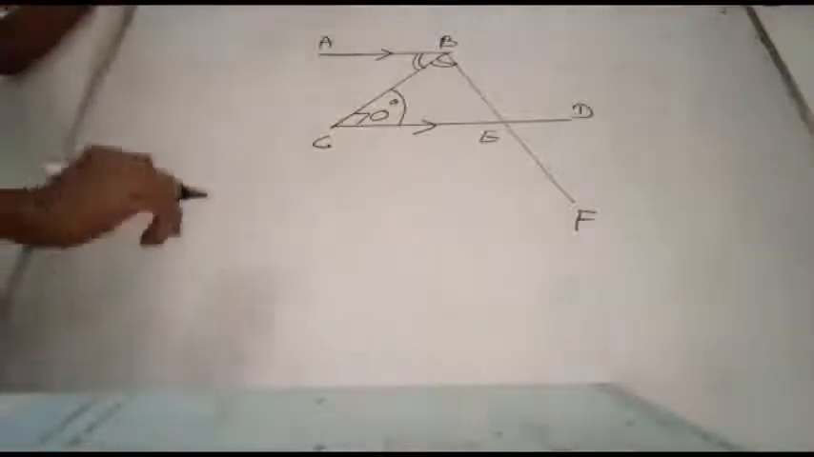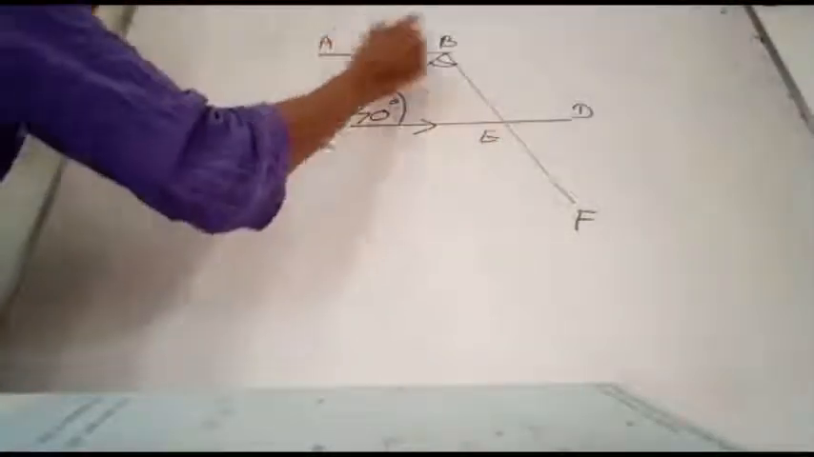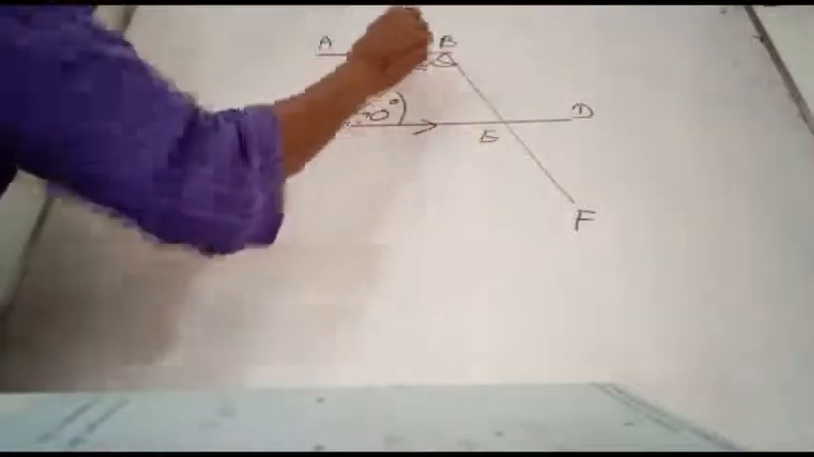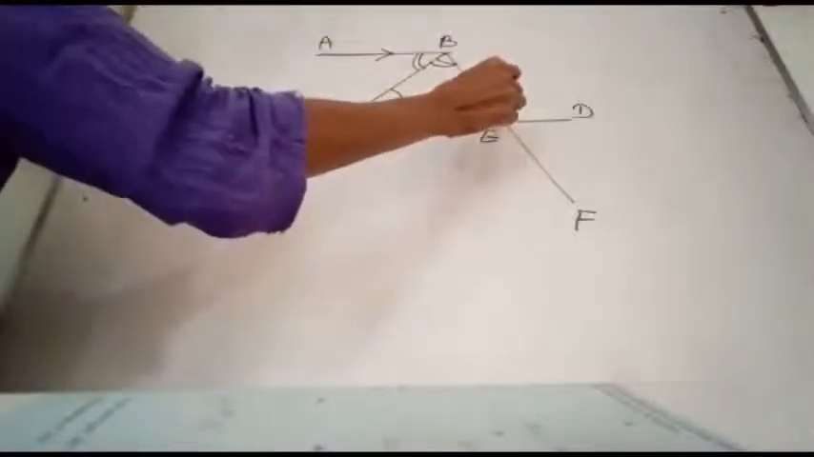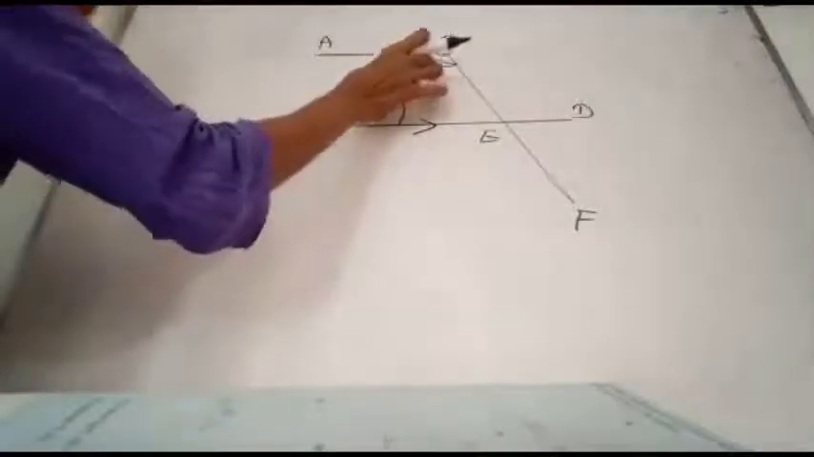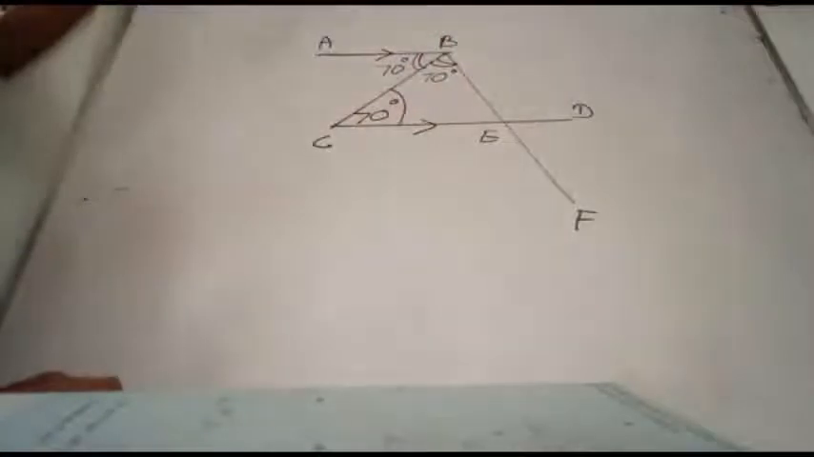Now, here, AB is parallel to CD. Then, angle ABC and angle BCE are alternate angles. This angle is also 70 degrees. These two angles are equal. This angle is also 70 degrees.